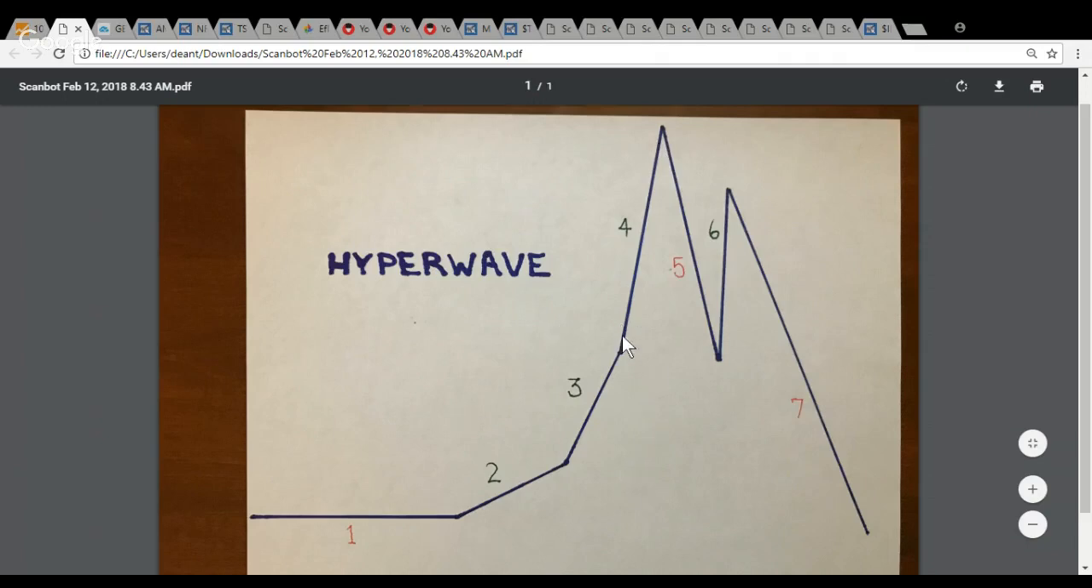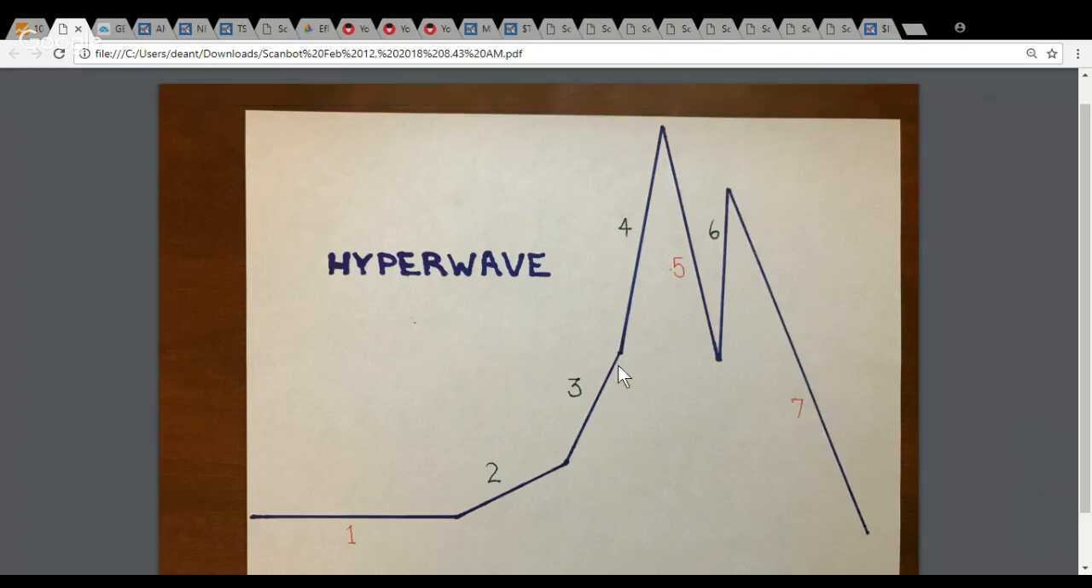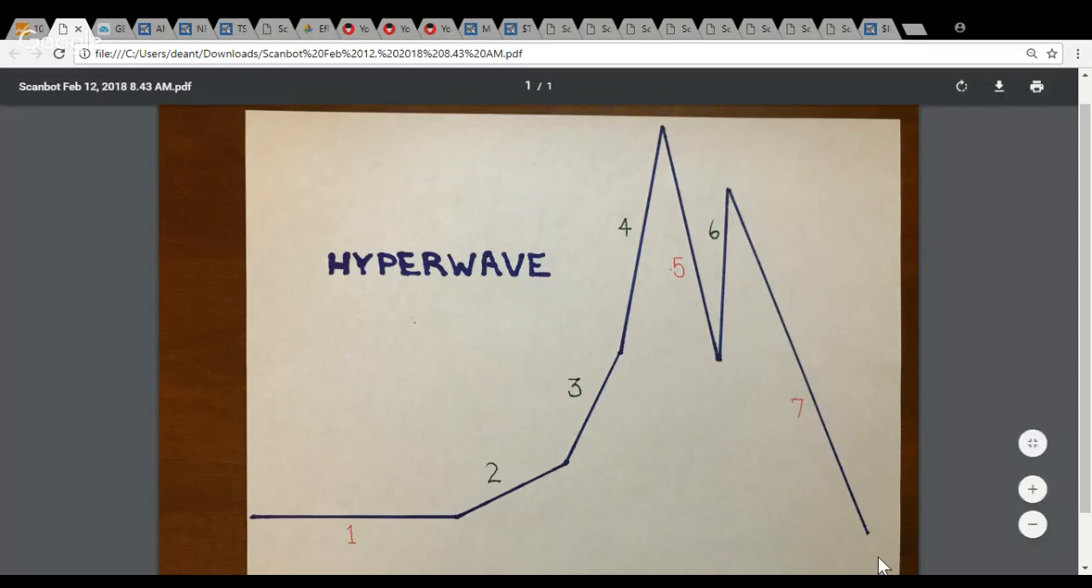The problem is the probabilities of moving from a 1 to a 2 to a 3 to a 4. If any of you have heard this before, you know I give you general outlines that only 1 out of 1,000 securities or commodities or indexes in phase 1 will ever make it through a hyperwave.